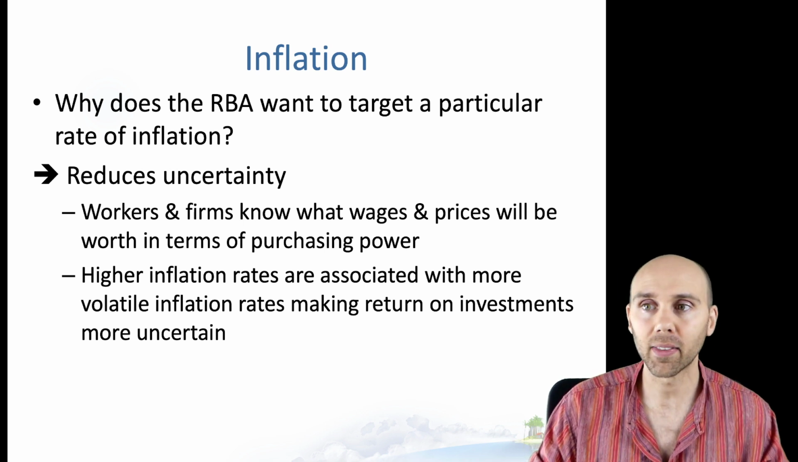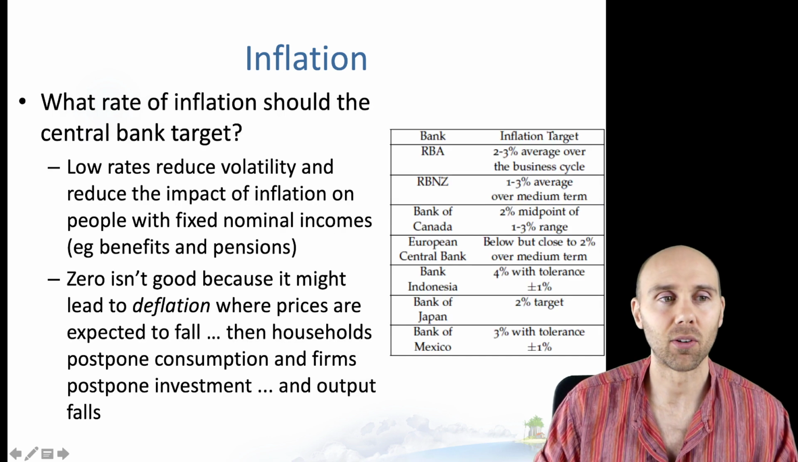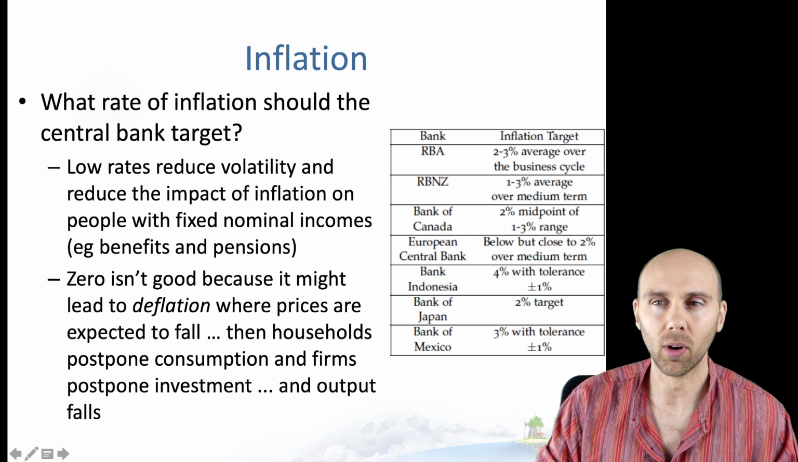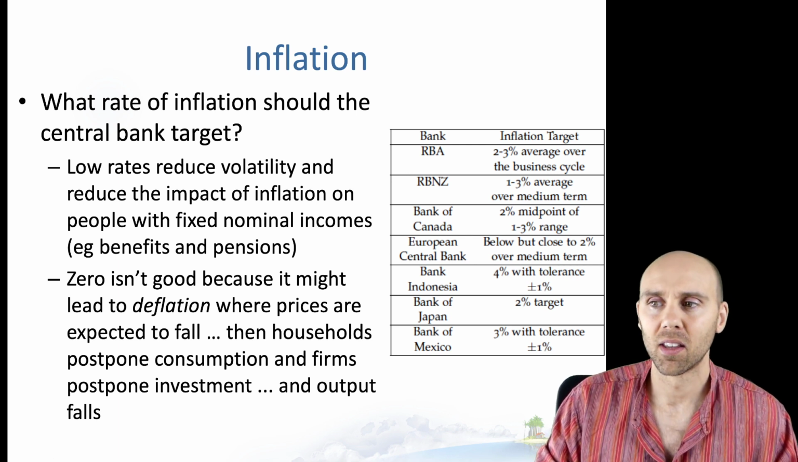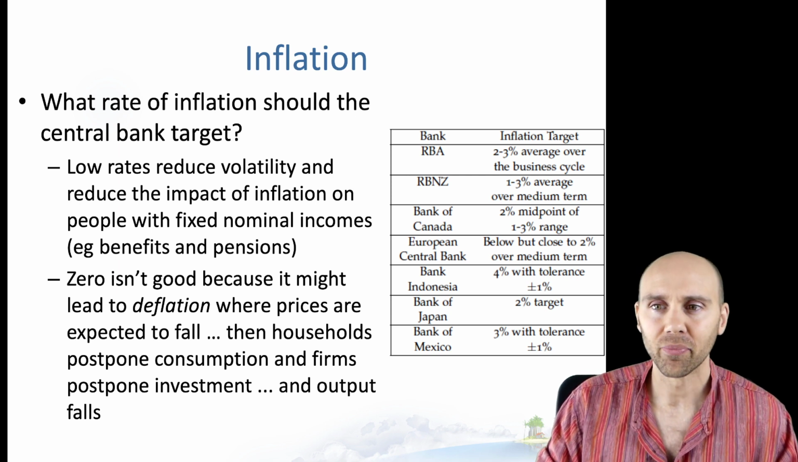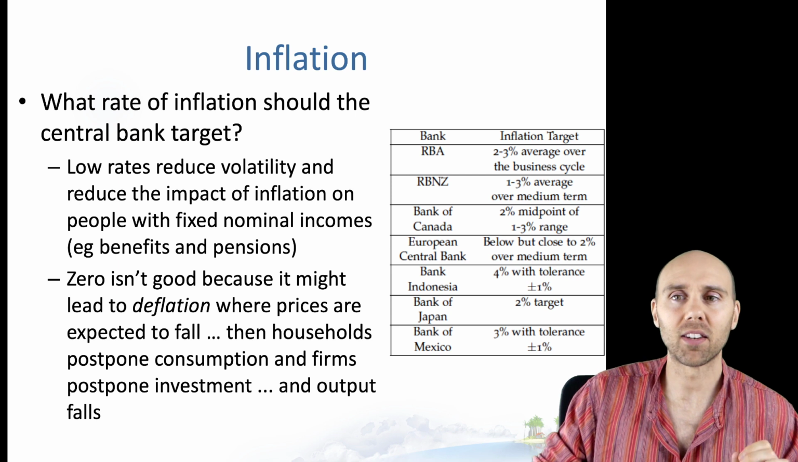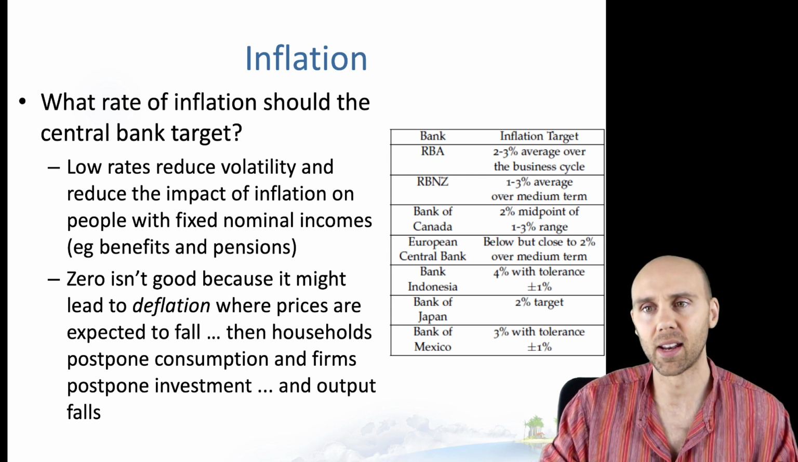So what do we target then? Well, it doesn't actually matter so much theoretically what rate we go for. In Australia, it's 2 to 3%. As you can see, other banks are in that ballpark, but not always exactly. It's nice to keep that target rate low, particularly in a country that's growing at a small but steady rate.